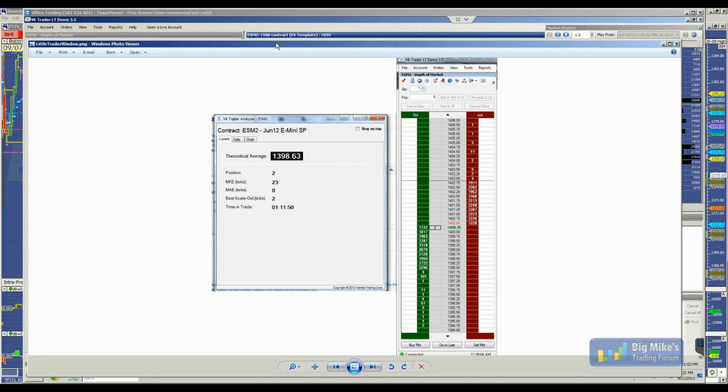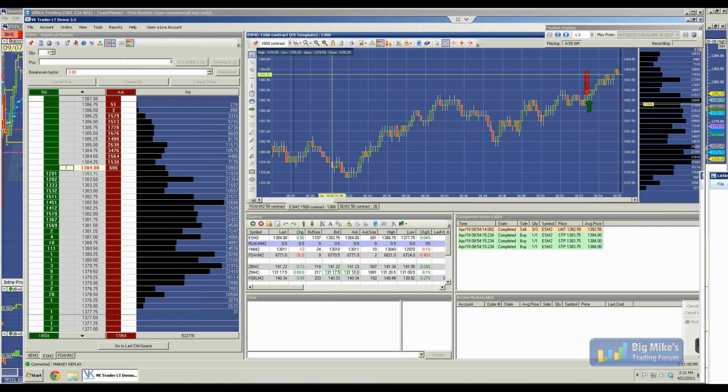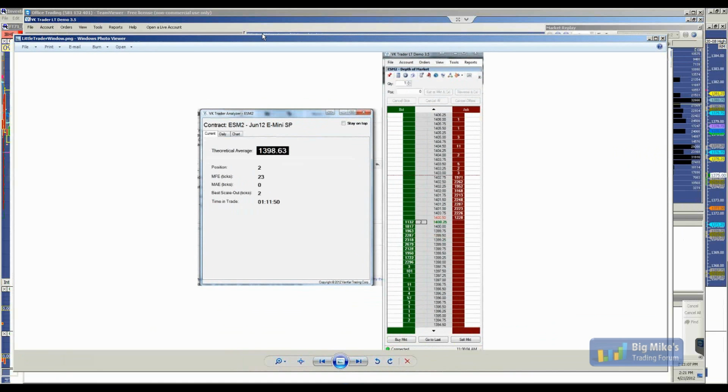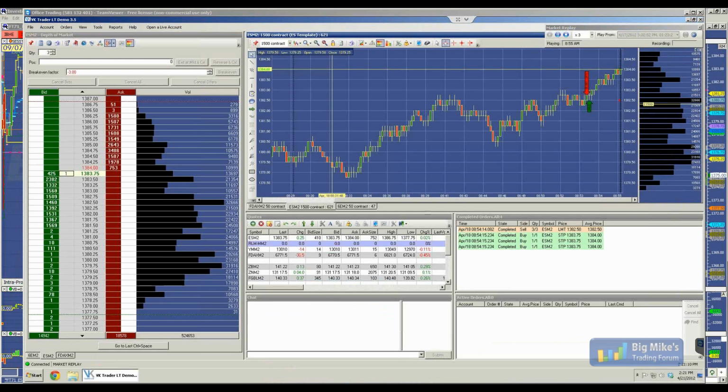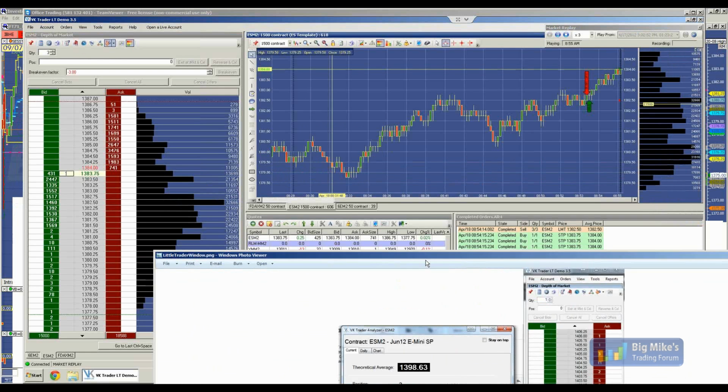So I just got stopped on that trade, another trade taken, another trade lost. It's fine. Okay? Again, I took that trade in the middle of nowhere, but I'm trying to describe to you how I'm reading the dome.